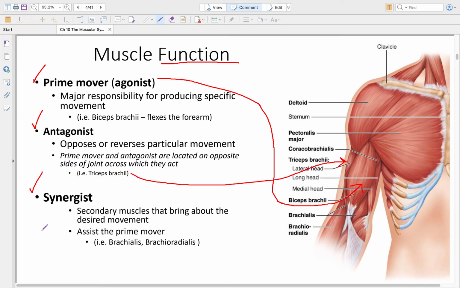And a synergist is a secondary muscle that brings about the desired movement, and it's an assistant to the prime mover. Okay, and in this case, the brachialis muscle and the brachioradialis muscle, there's two synergistic muscles that assist the bicep brachii, brachioradialis and brachialis. All right, so muscles, typically they don't always have a synergist, but typically they do. There's always an agonist, which is a prime mover, and an antagonist. And from time to time, there are synergistic muscles as well.